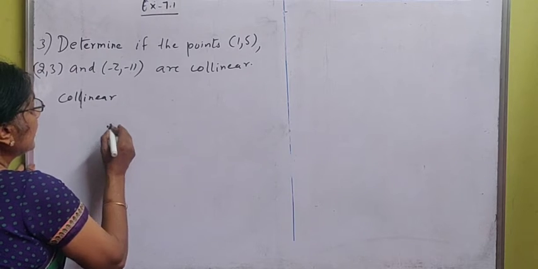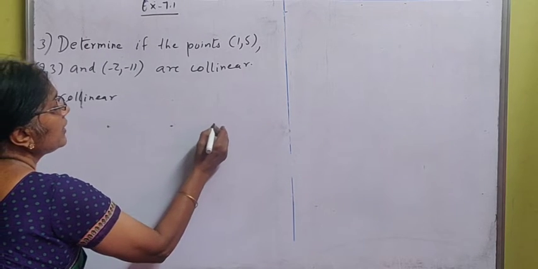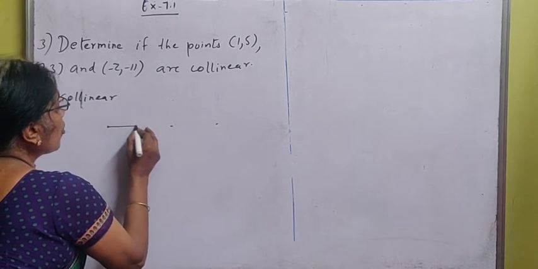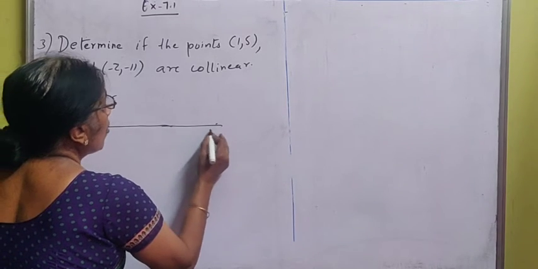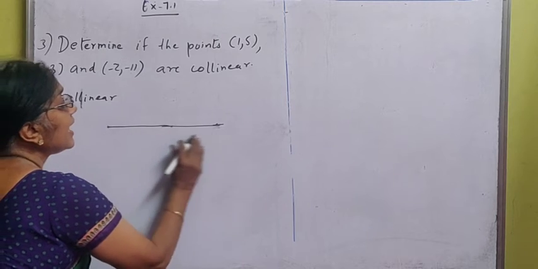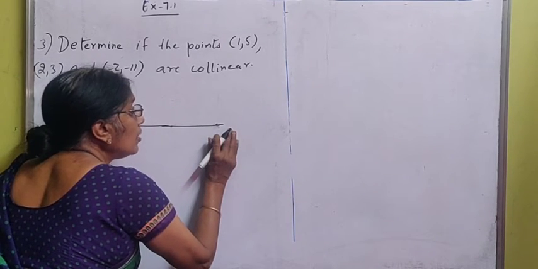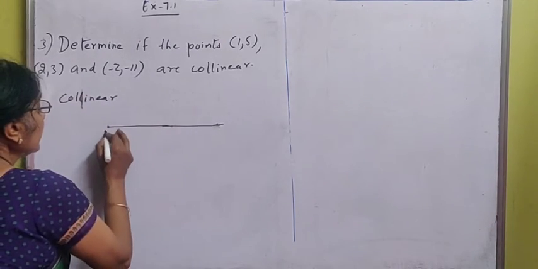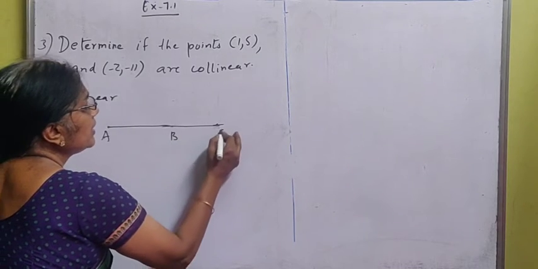Collinear means if I take one point here, one point here, one point here, and draw a line through them, all these points should be present on the same straight line. So if you take this as A, this as B, this as C.